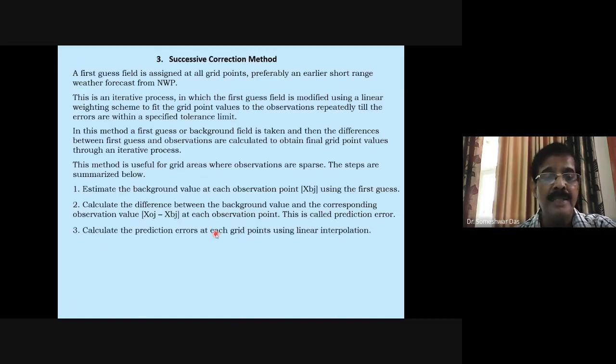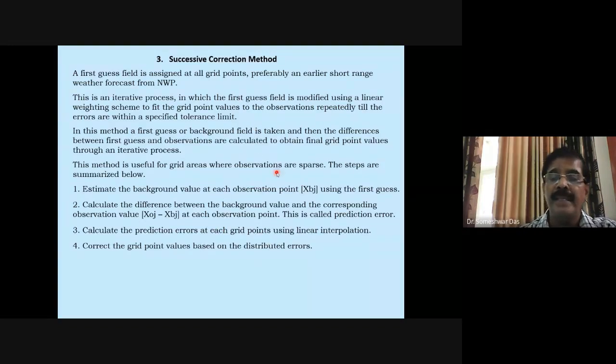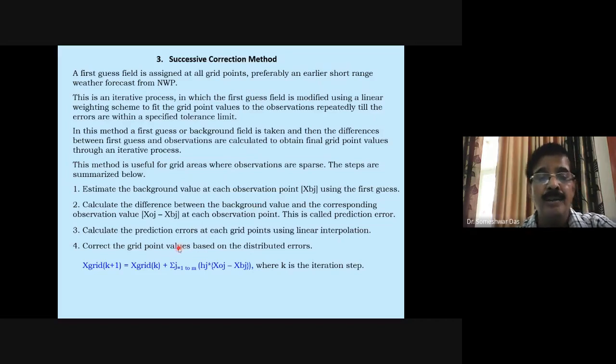Now, the next step is to calculate the prediction errors at each grid point using linear interpolation. Okay, you interpolate the prediction error from the observation point to the grid point. Correct the grid point values based on the distributed errors. Okay, so like that at all the grid points, you will calculate the prediction error, and try to correct the first guess based upon the observation. And how do you do that?